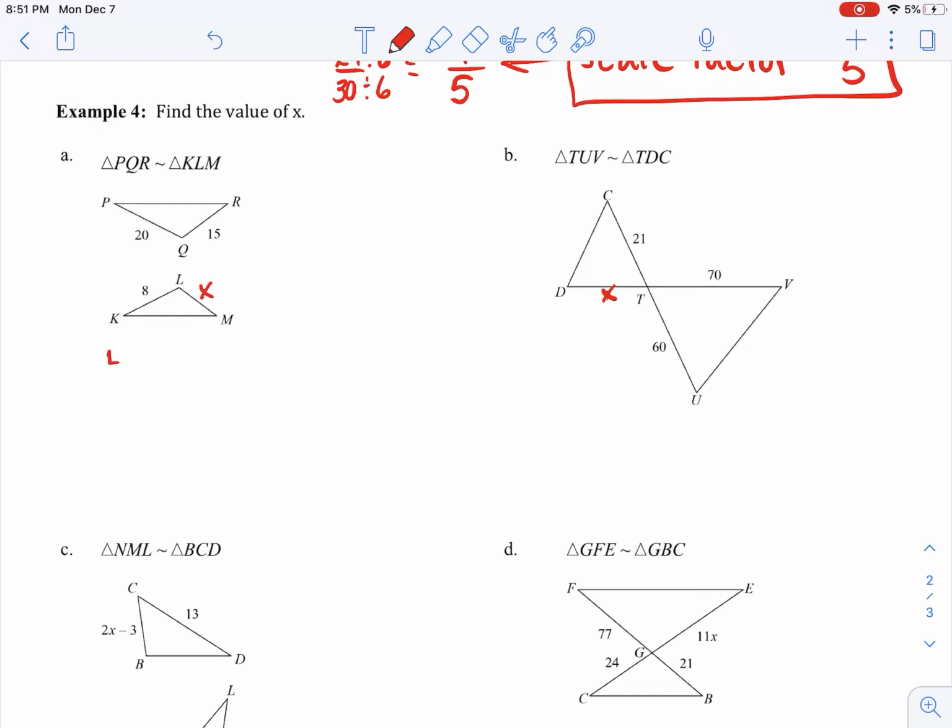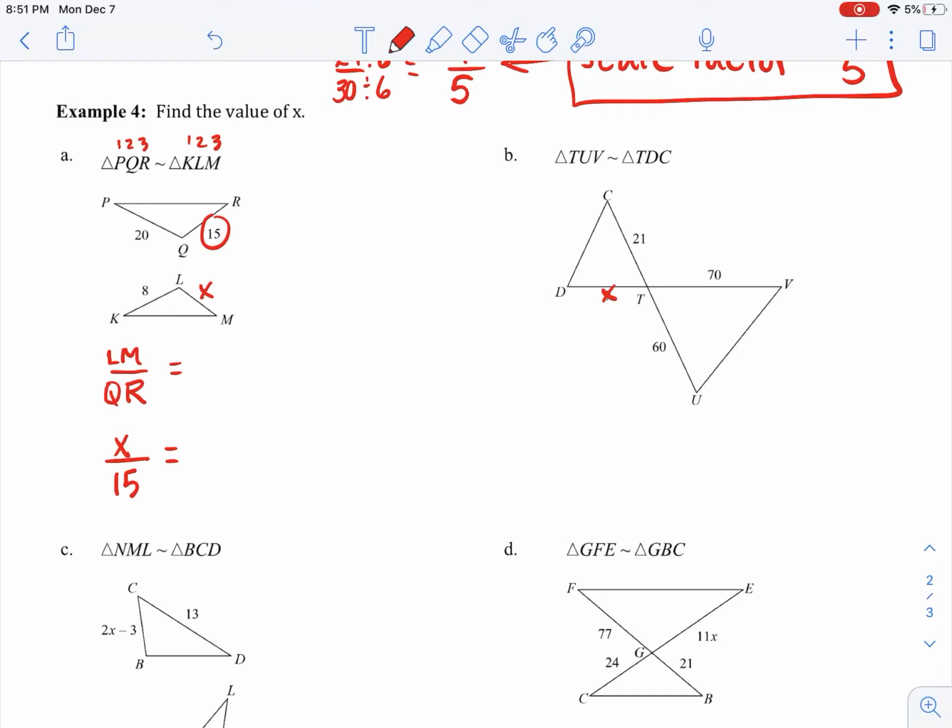LM is what the x is on, right? L and M, let's number these. 1, 2, 3, 1, 2, 3. L and M are in the second and third position, and so are Q and R. So LM should go over QR. So that means we would put x over, and if you go to the picture and find QR, it's right here, x over 15.